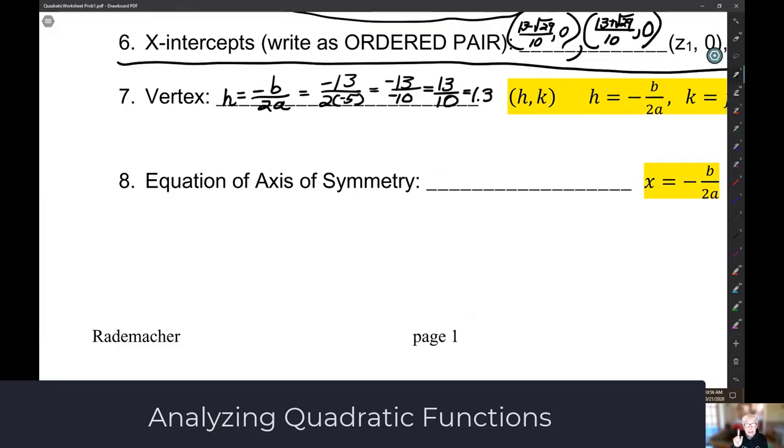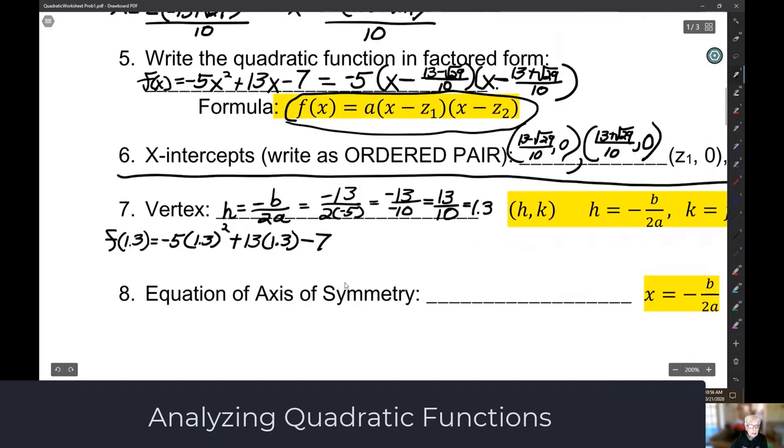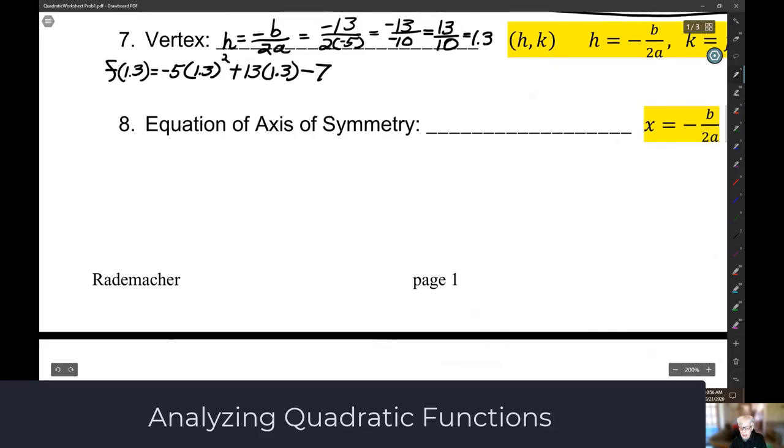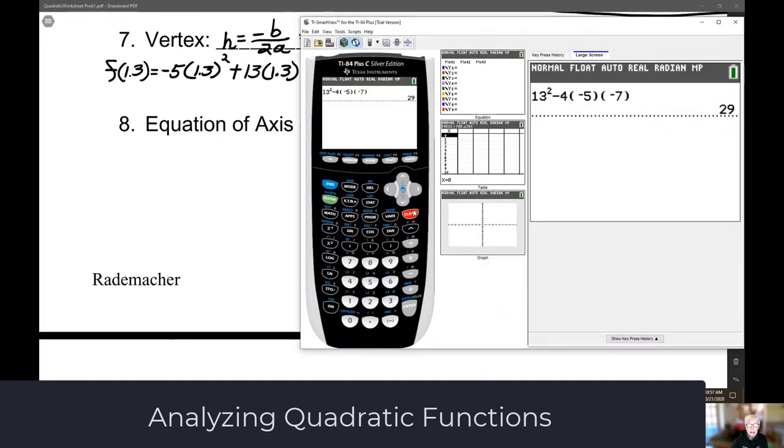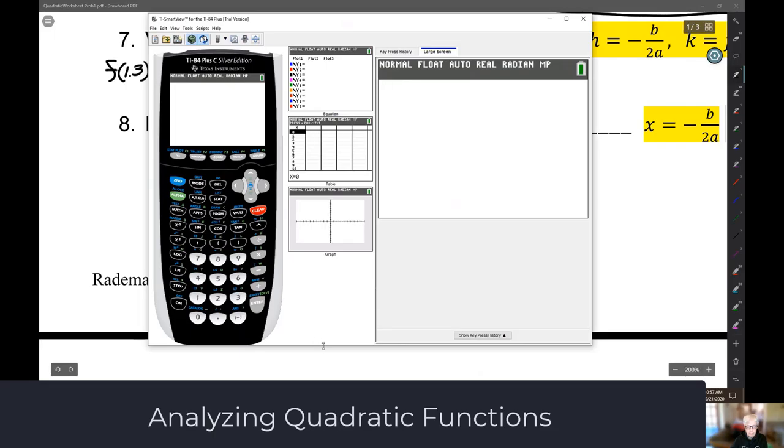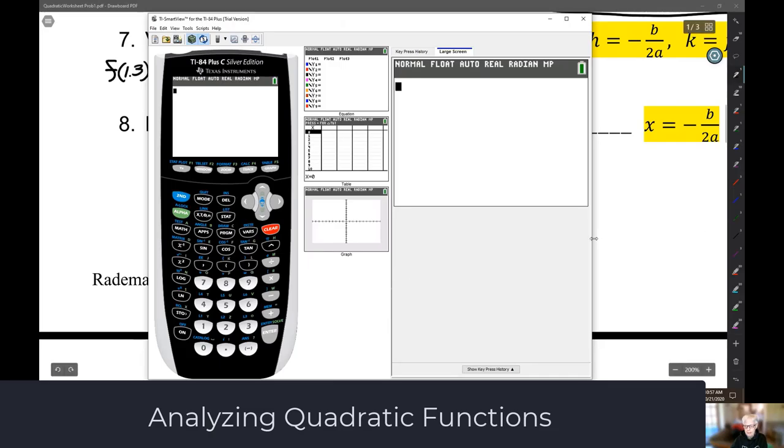Yes. Now, for K, we've got F of H, okay? F of 1.3 equals negative 5 times 1.3 squared plus 13 times 1.3 minus 7. I think that's right. Yes. All right. No, I am not going to do that by hand. I suppose I could, but I do have kind of a lazy character. Shouldn't admit it. Bad. Bad. Lazy.